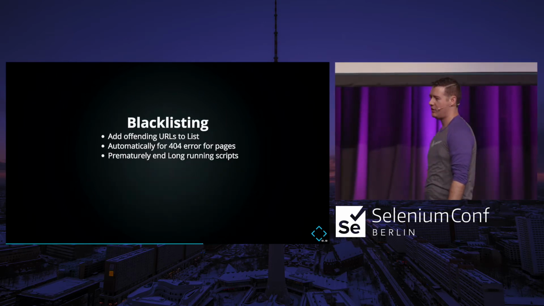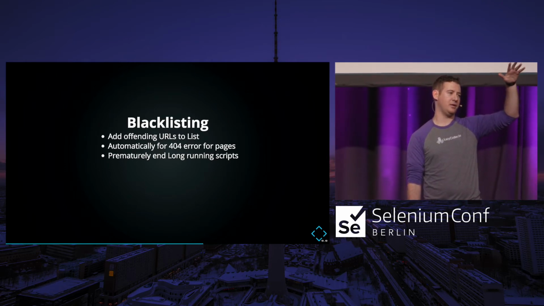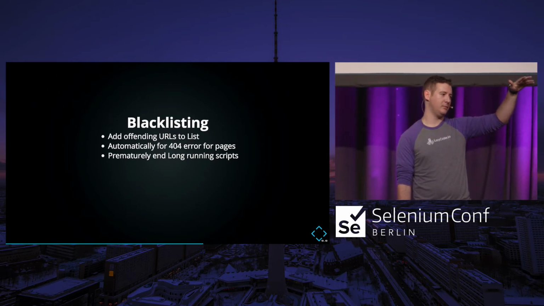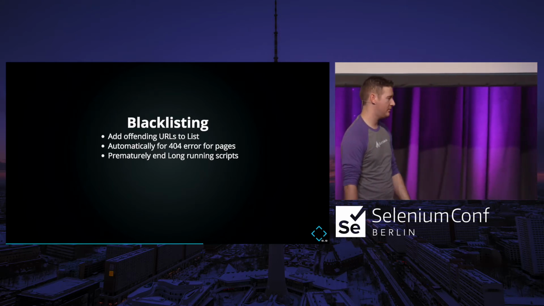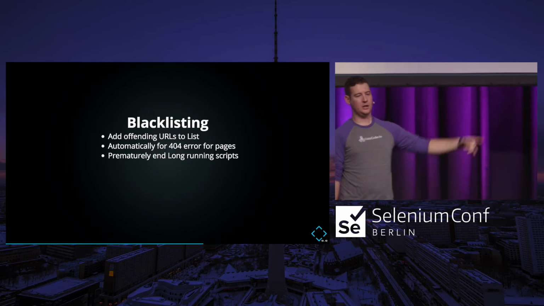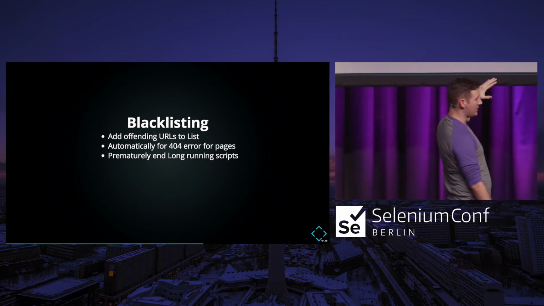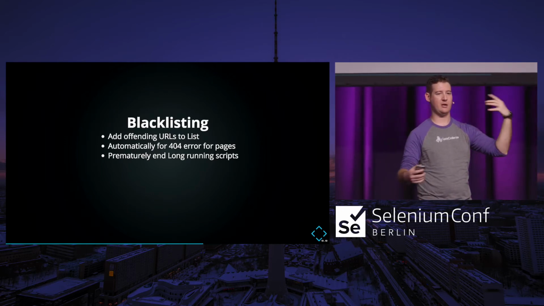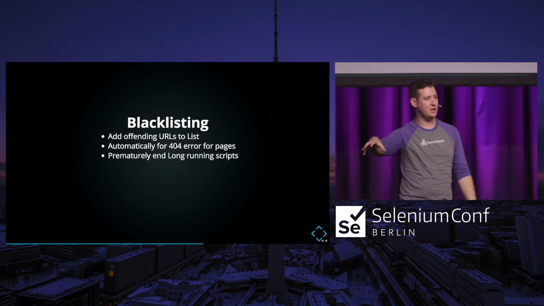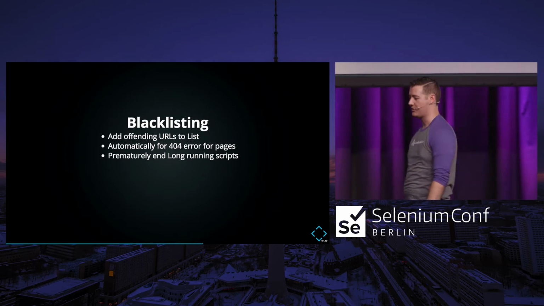Blacklisting. Does anybody here have really bad, slow JavaScript they have to run on your site for no real reason, but you have to run it? Yeah, it's a pain. It slows down all your tests. Nobody really wants to sit there for it. You can blacklist those, and it'll automatically return a 404 error. That's especially good for scripts that you don't care about running. Like if you have ads on your page, you can just kill the ads from ever showing up. So it'll make all your tests a whole lot faster.